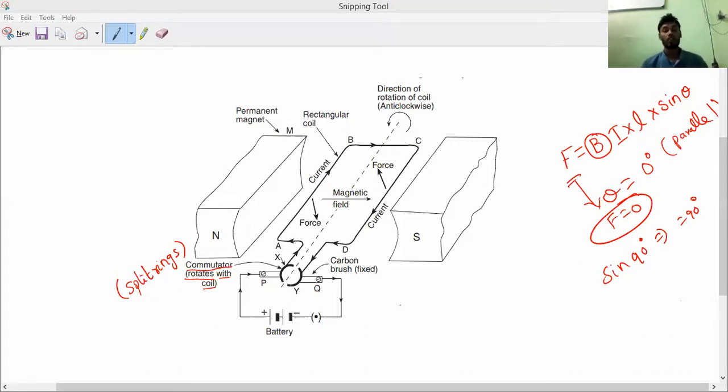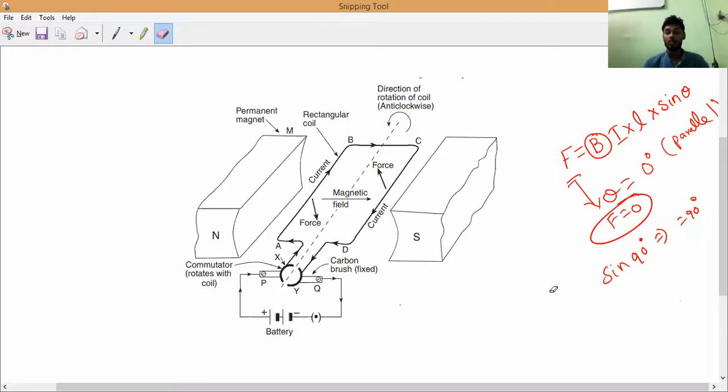These are known as brushes. What is the brush's name? Carbon brush, which is fixed. So what is the use of the carbon brush? To send the current to the split rings or commutators.